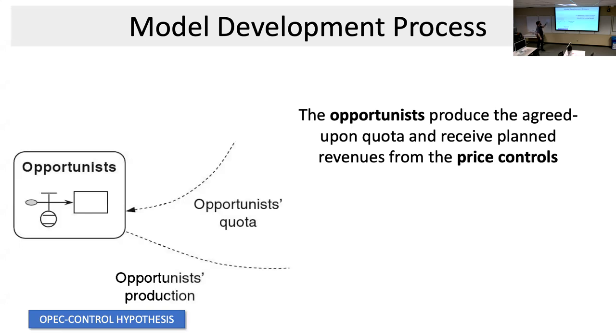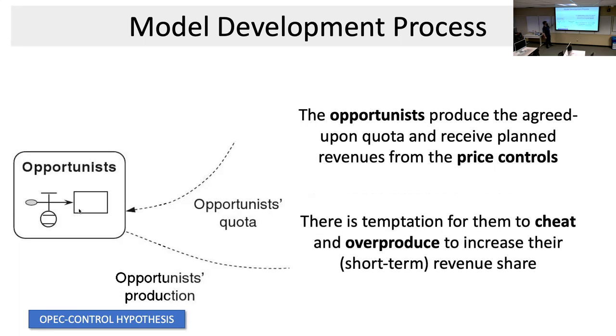And so there's always that temptation that the opportunist can produce a little bit more. The swing producers agree that they're not going to produce more than that. And they're counting on these guys not to produce more than that because the swing producer also could make more money if they produced more. But again, that would bring the price down in the long run. So there's this temptation for the opportunist to overproduce, and the swing producer will try to detect that more oil is going onto the market.